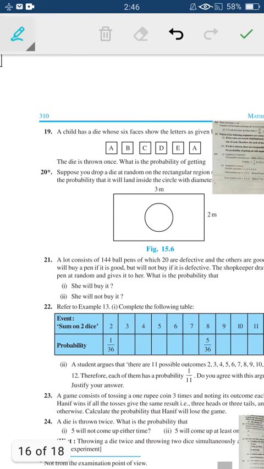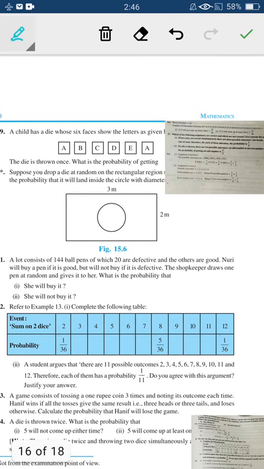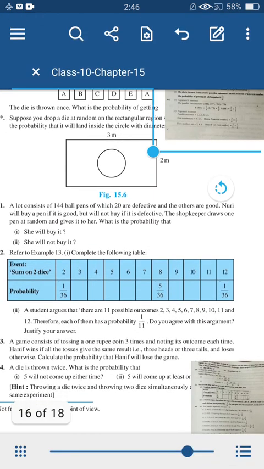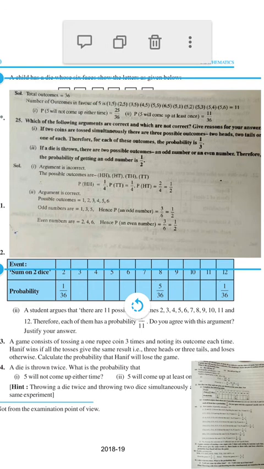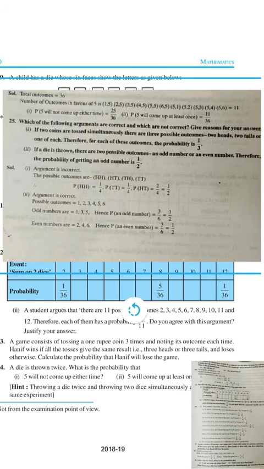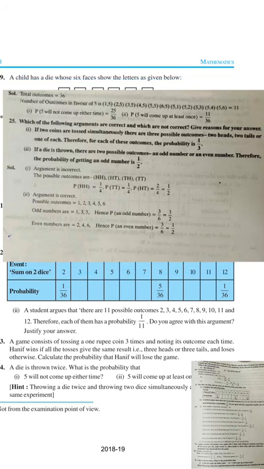Now moving towards question number 25. Very important question. Question number 25 states that which of the following arguments are correct and which are not correct? Give reason for your answers.